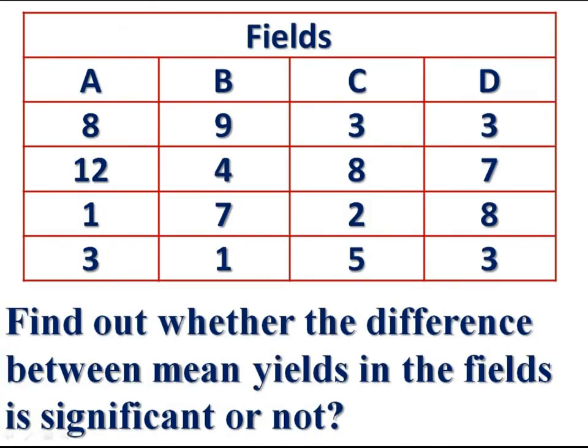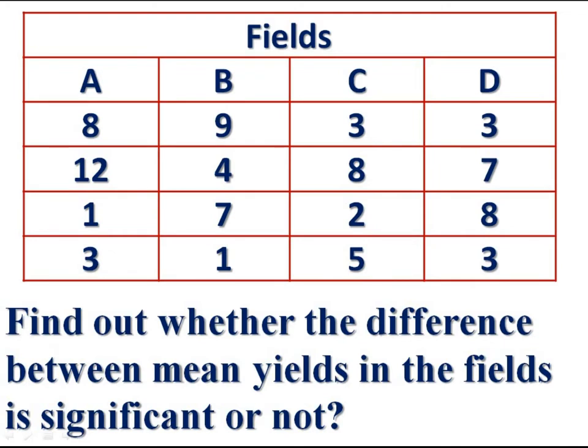A, B, C, D. A 8, 12, 1, 3. B 9, 4, 7, 1. C 3, 8, 2, 5. D 3, 7, 8, 3. Find out whether the difference between mean yields in the fields is significant or not.